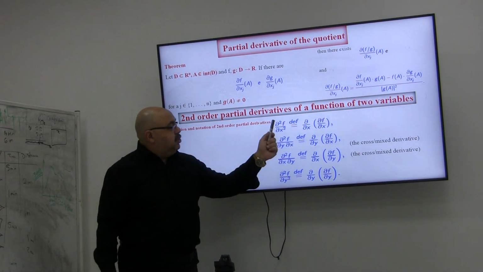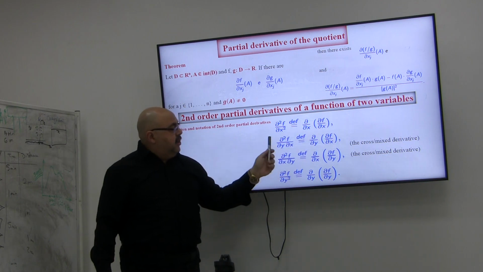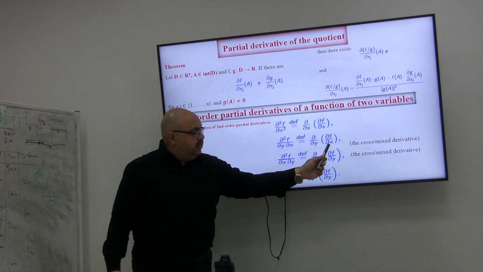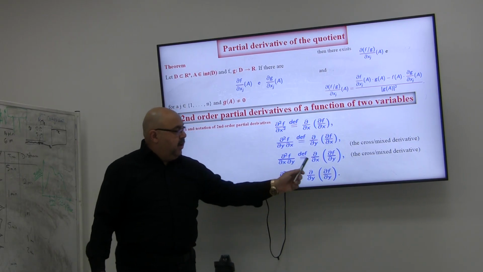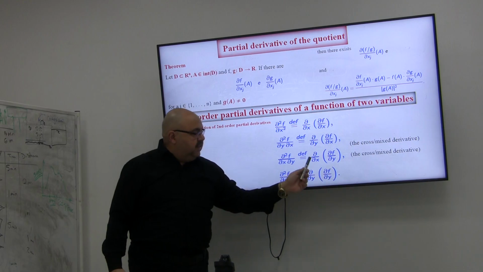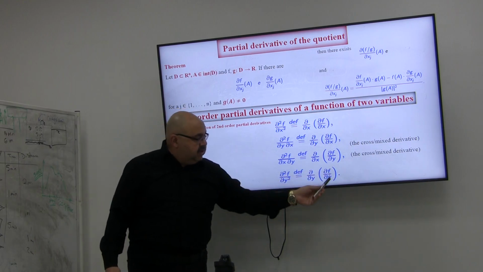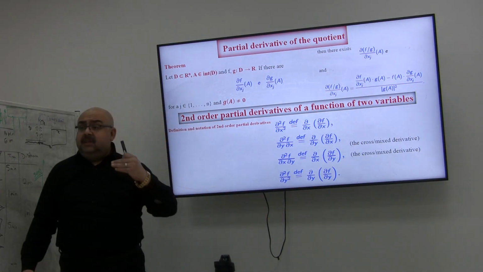Once more, this is partial 2f partial x squared, which is going to be the second derivative of f. Partial 2f partial y partial x: the first derivative with respect to x, the second with respect to y. Partial 2f partial x partial y: the first derivative with respect to y, then the second with respect to x. Partial 2f partial y squared: the first derivative with respect to y, the second will be with respect to y. That's the second derivative.